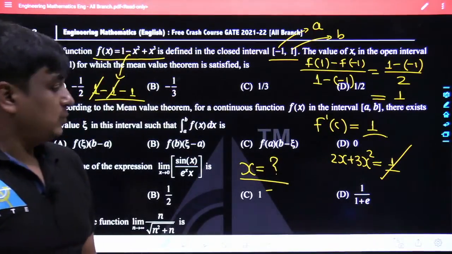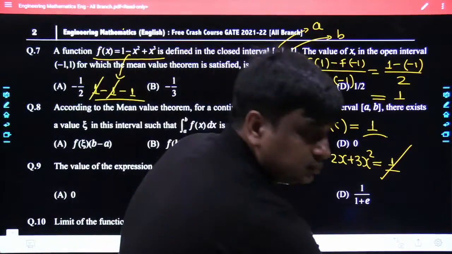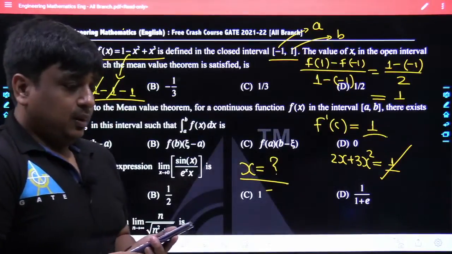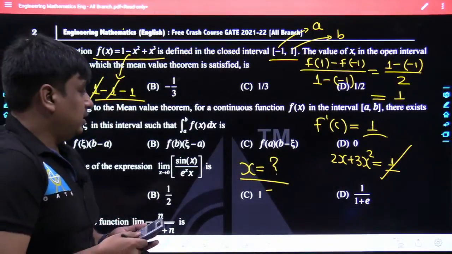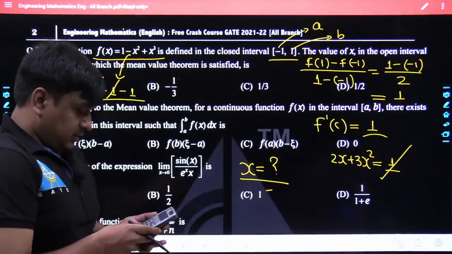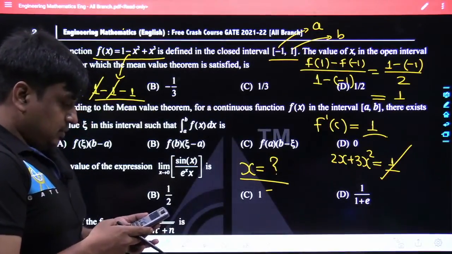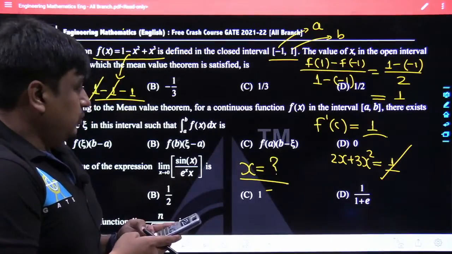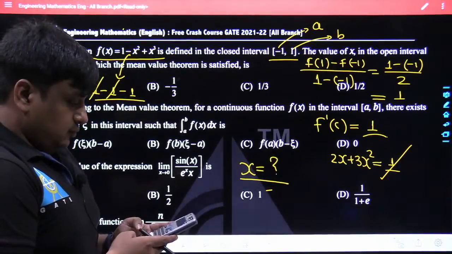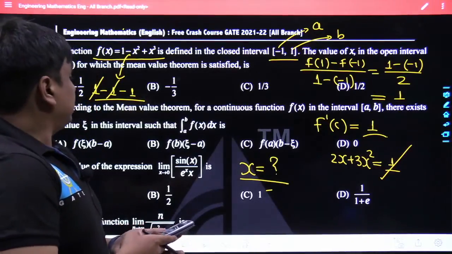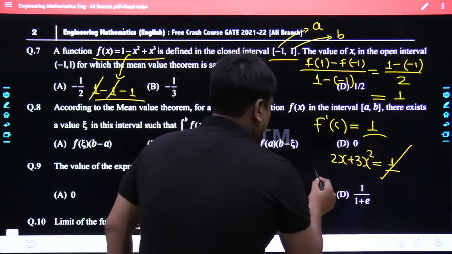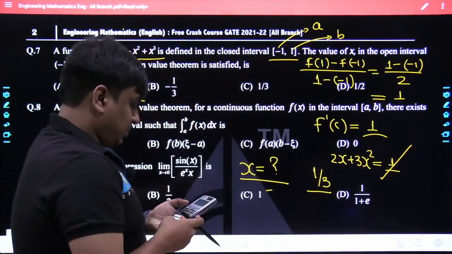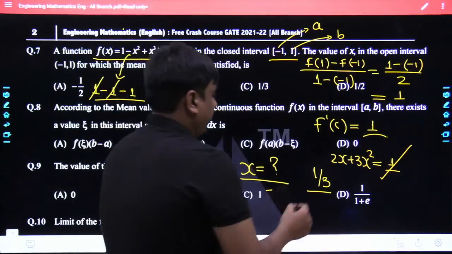Tell me, so let me do one thing, let me use the calculator. The answers are going to be 1 by 3 and minus 1. The answers are coming as 1 by 3, just a minute. It's 1 by 3 plus or minus 1 by 3 and minus 1.